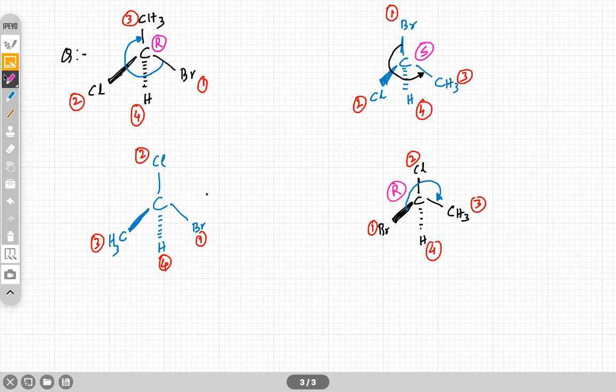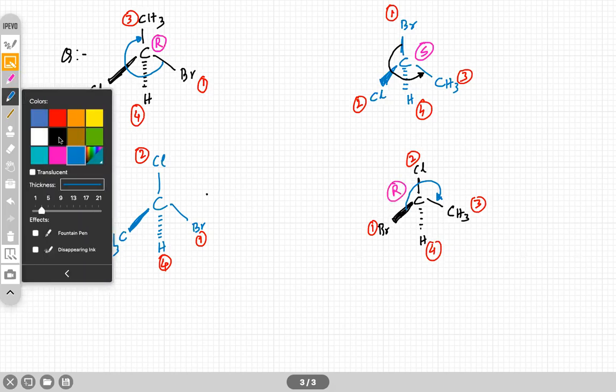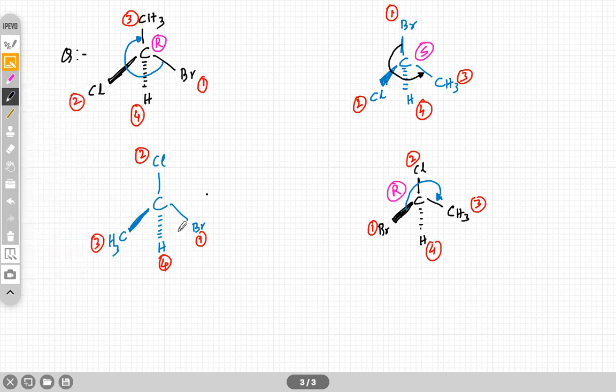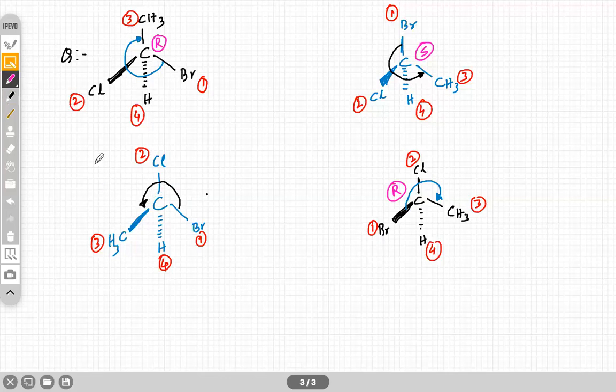If you see the last one, the configuration for the last one is 1, 2 to 3, we have to go like this. So it is anti-clockwise orientation, and it is S. Okay, S. So what happens here? RS we are getting.